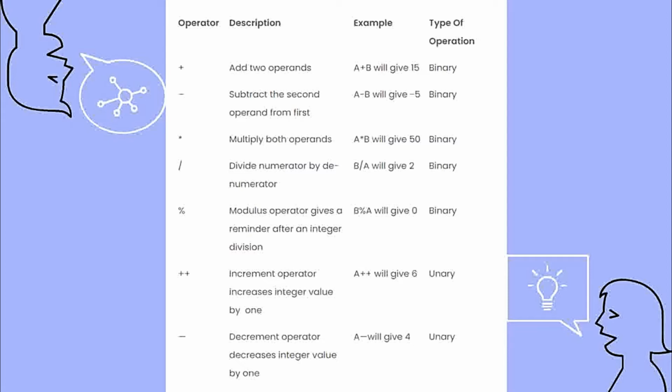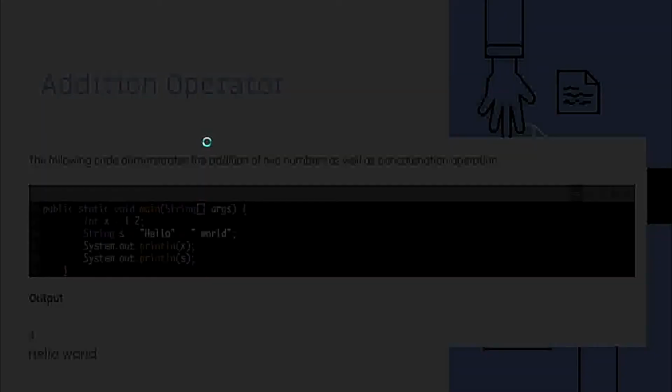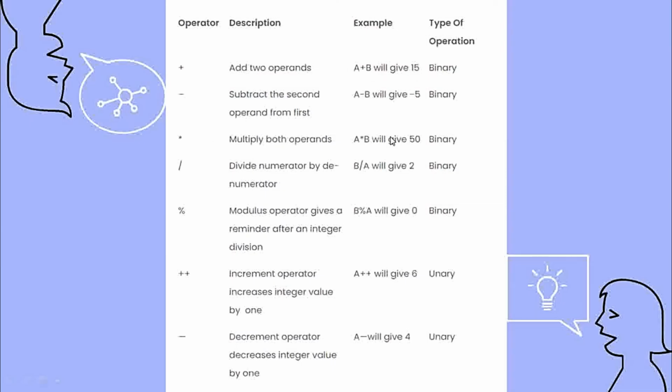Now here assume integer variable a holds value 5 and integer variable b holds value 10, and these are the examples. As you can see, the operator plus adds two operands and it will give you 15. It's just normal maths. It's very easy to understand. We will see them one by one in this video.